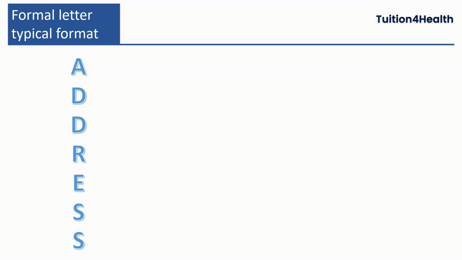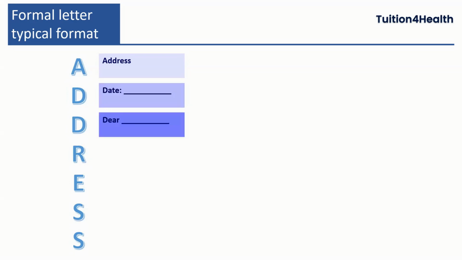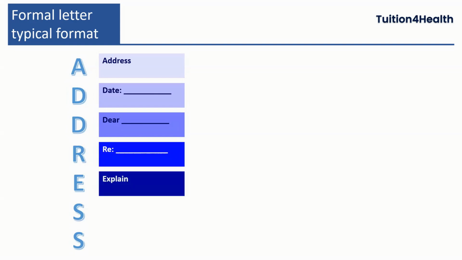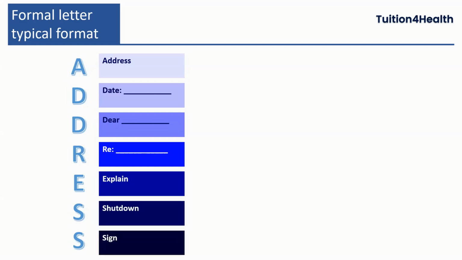Here's what the letters stand for. A is for address. D is for date. Another D is for dear. R is for re. E is for explain. S is for shutdown. And the final S is for sign. Let's take a look at each of these in more detail.